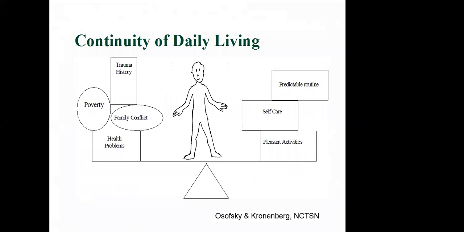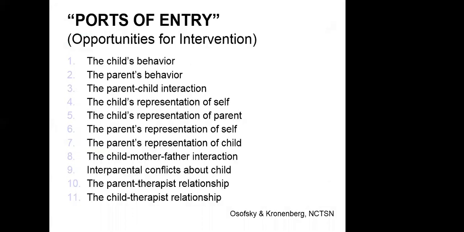So basically, when we look at a family, we're actually trying to help them balance that continuity of daily living. On the one hand, we have their trauma history, their family conflicts, perhaps health concerns, maybe some environmental stressors like poverty, those lower level Maslow kinds of things. On the other side, we are trying to foster predictable routines, helping them with self-care, having pleasant activities, building that relationship so that the demands of daily living become balanced and not overwhelming.